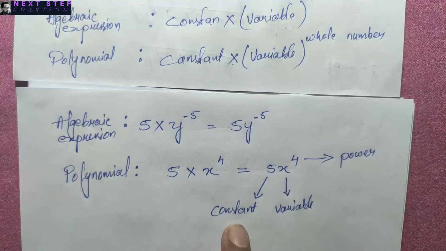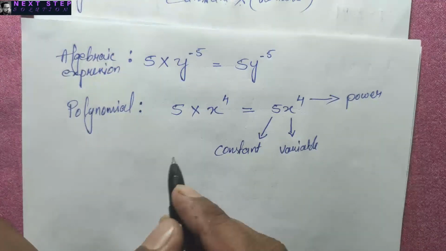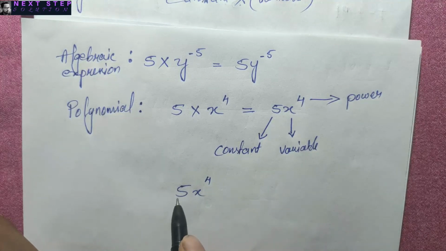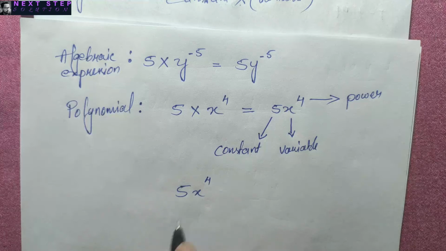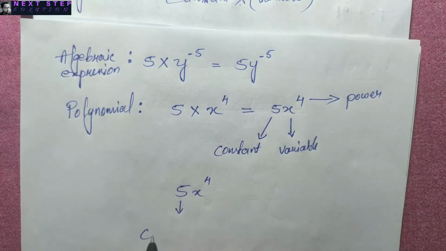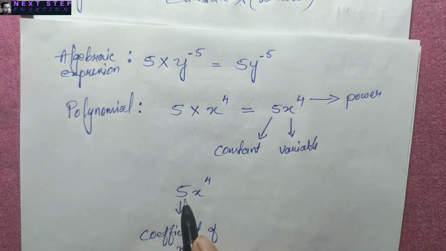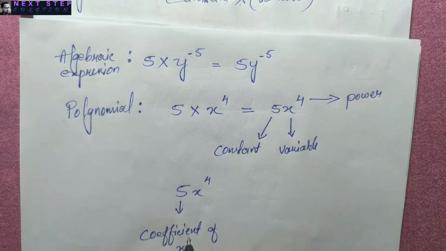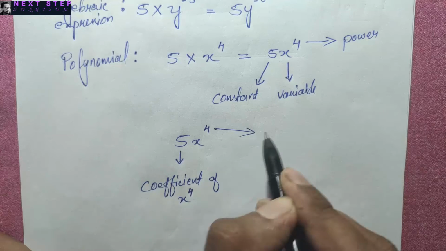And in a polynomial, we don't call it with these names. Suppose the same whole thing comes here, we call it a polynomial, and this thing is called the coefficient of x to the power 4, and this thing is called the degree.